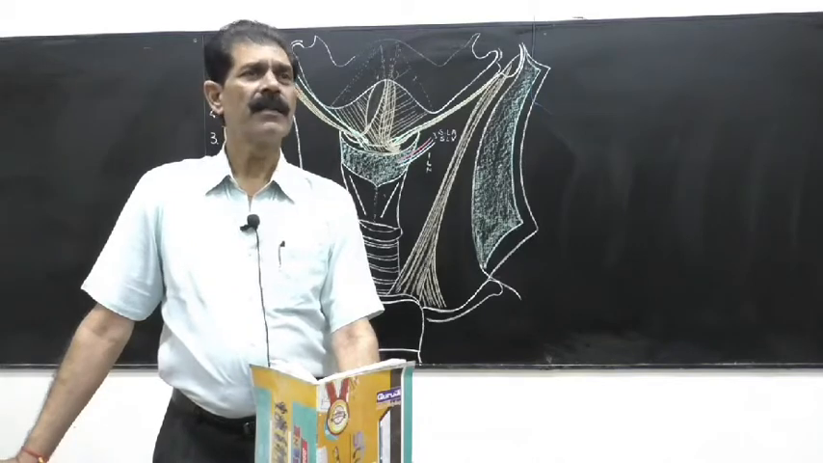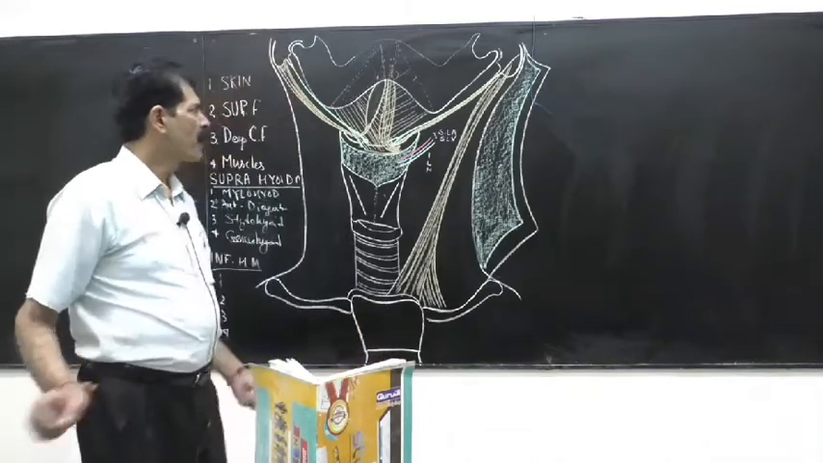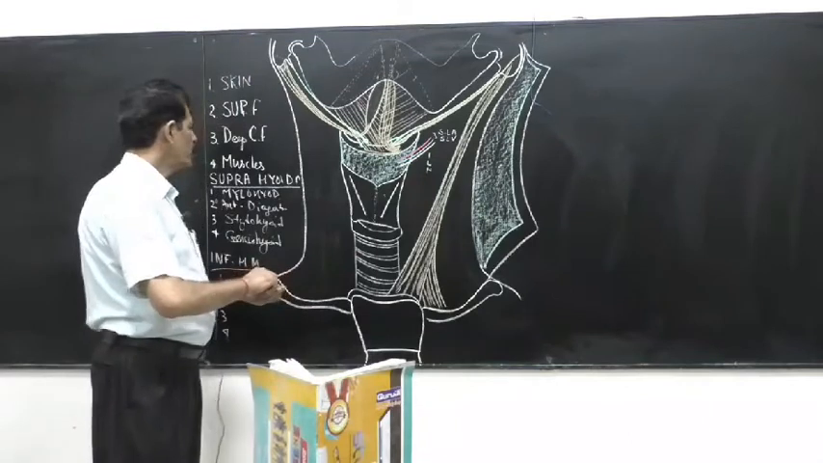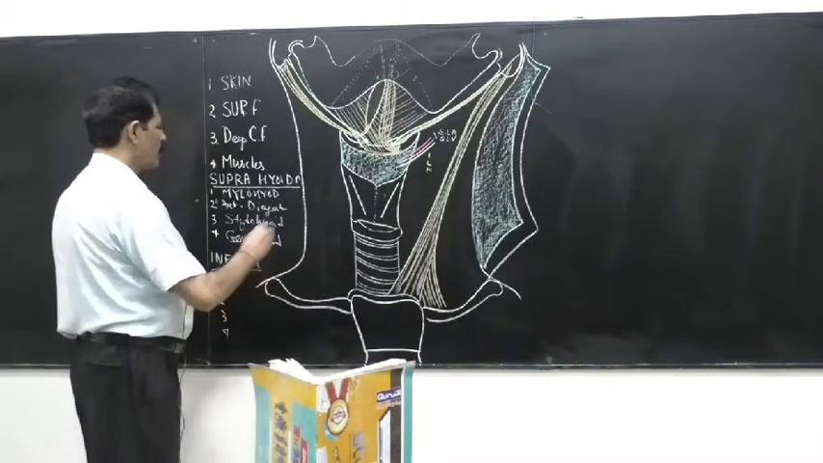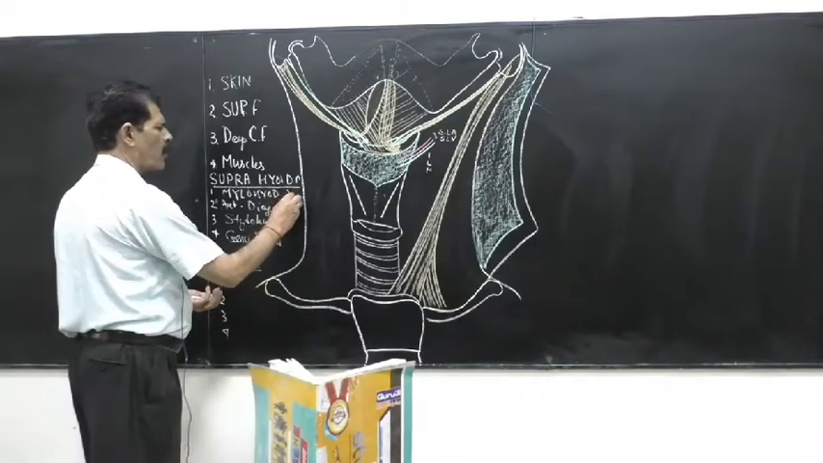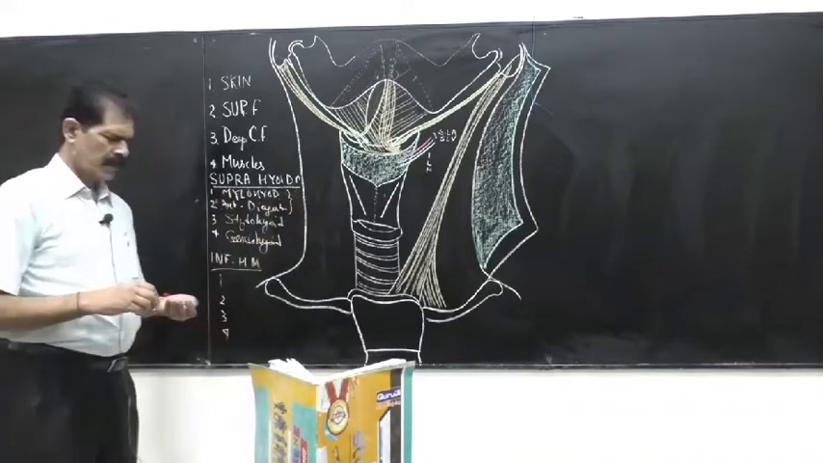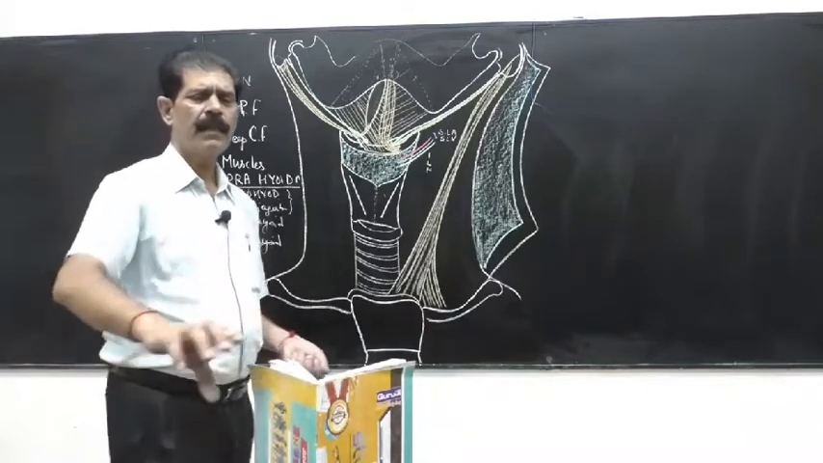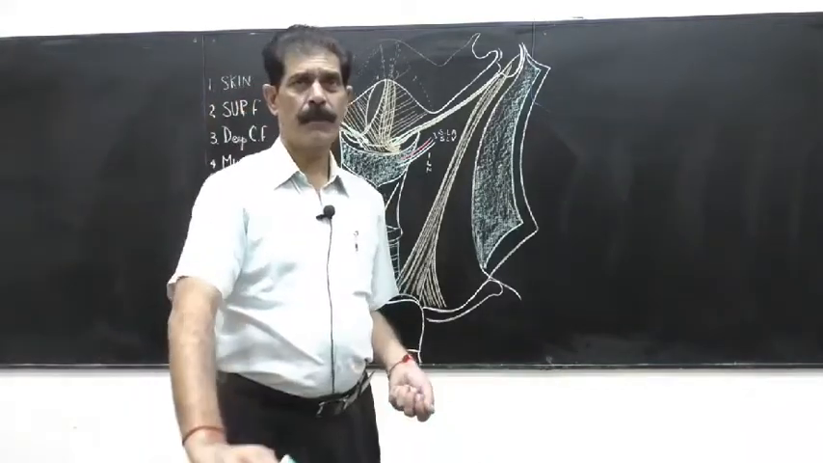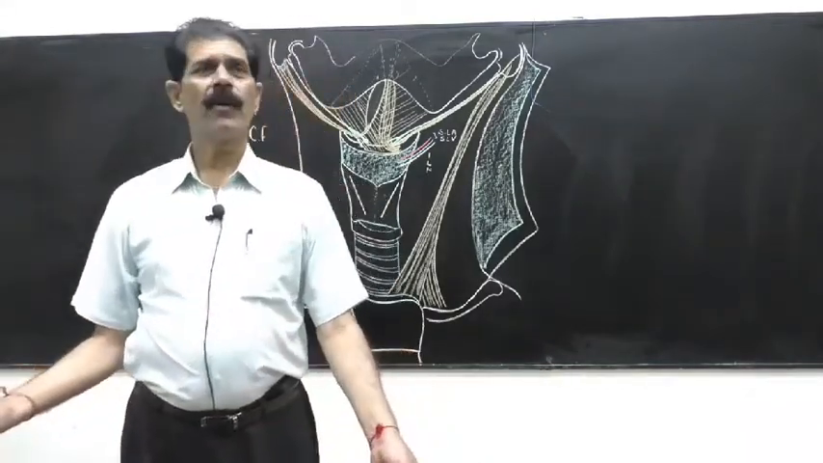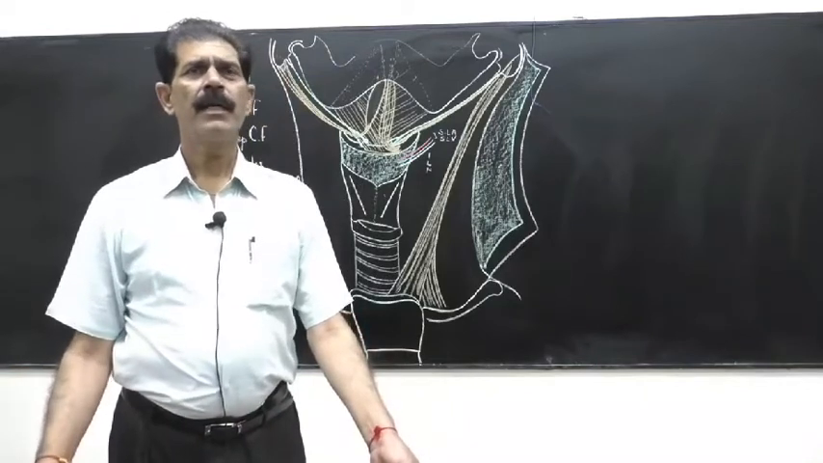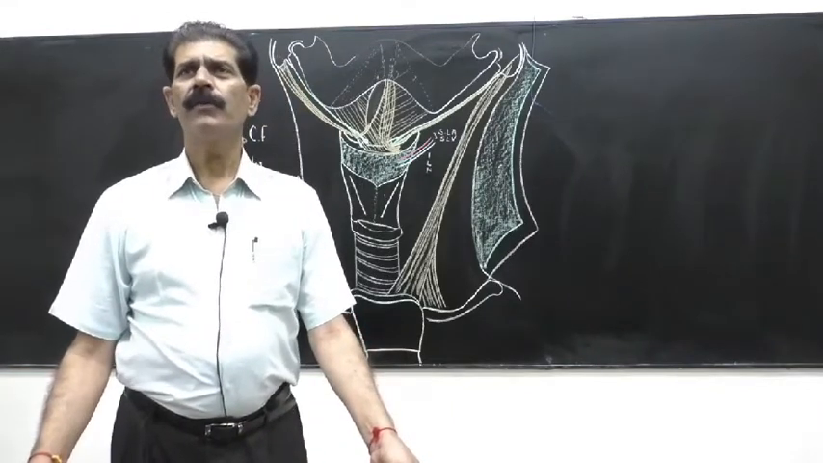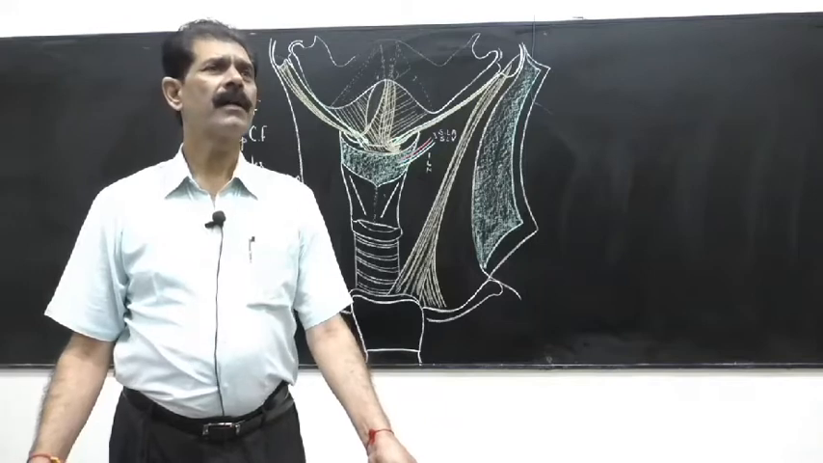Now come their nerve supply. The first two muscles, the mylohyoid and the anterior belly of digastric, have a common nerve supply. Which nerve supplies it? Nerve to mylohyoid. Nerve to mylohyoid is the name of a nerve which is a branch of the posterior trunk of the mandibular nerve.